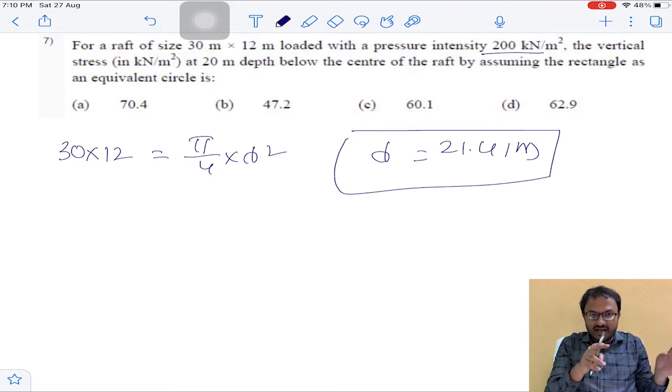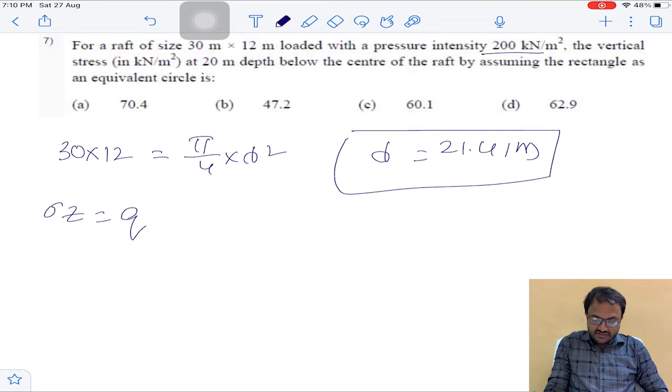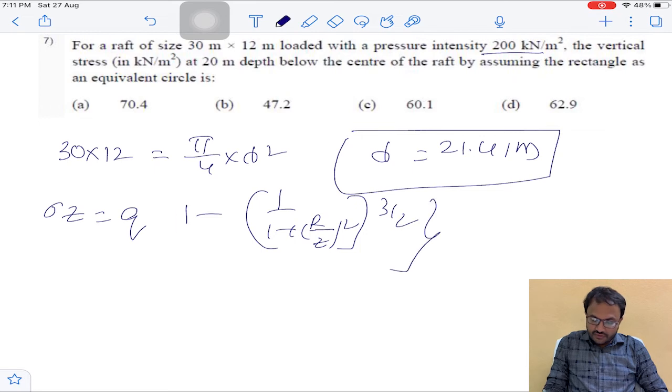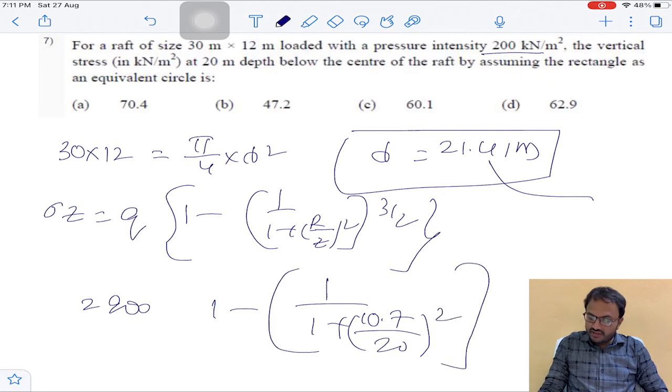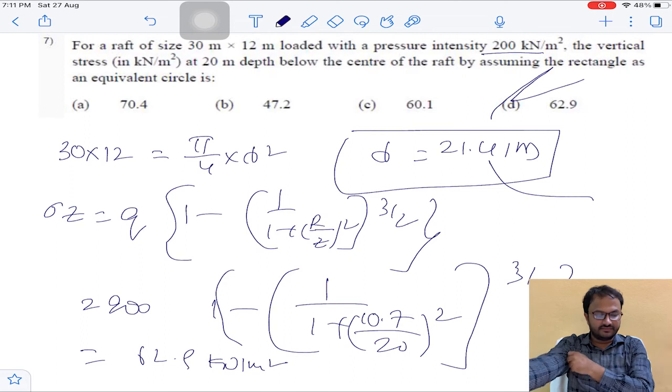Earlier, in the same type of problem, we used the circular equation. So sigma z at any depth under the circle is equal to Q into 1 minus 1 by 1 plus (R by Z) whole square, whole power 3 by 2. Now Q, the loaded intensity, is 200 kilonewton per meter square, and the radius is equal to 21.41 divided by 2, which is 10.7, and depth Z is equal to 20 meter, whole power 3 by 2. So you will get 62.9 kilonewton per meter square. So the answer is D for question number 7.